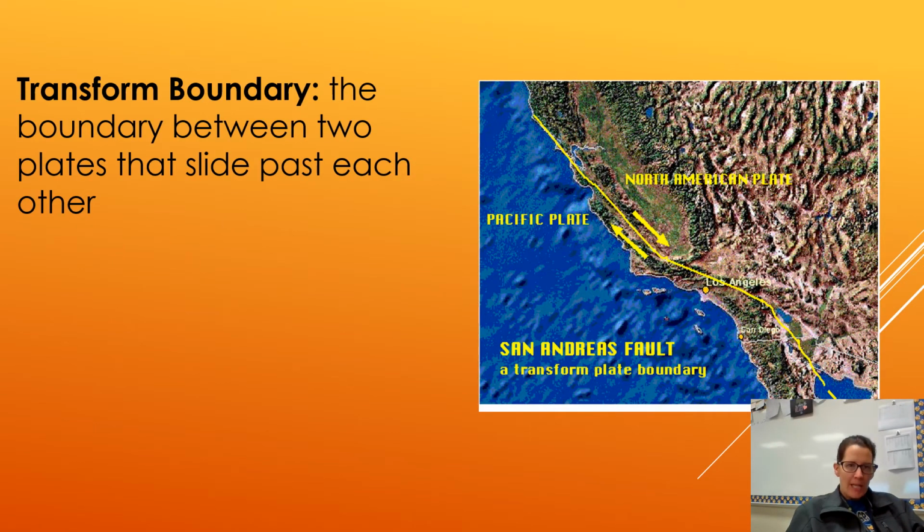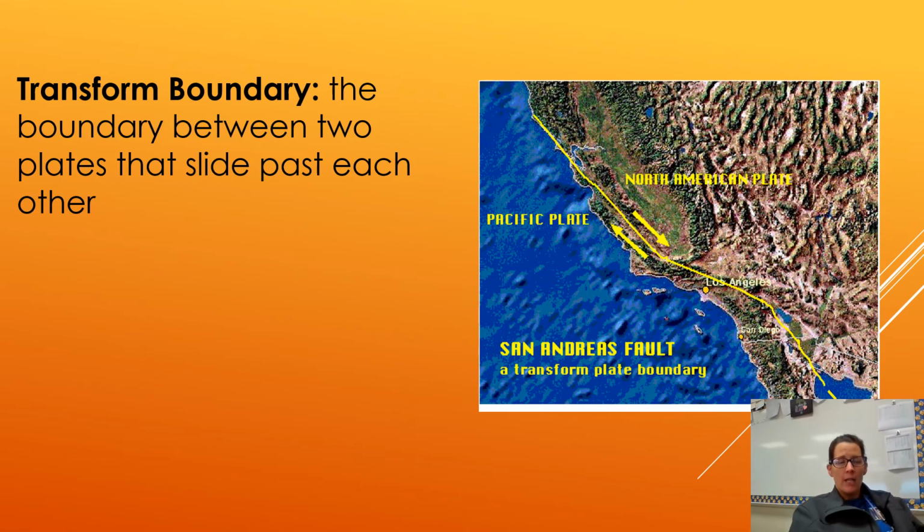The next type of plate boundary we're going to talk about is a transform boundary. I think they're kind of cool, a little dangerous all at the same time. So a transform boundary is when 2 plates slide past each other. So I want you to take your hands and kind of slide them past each other. This is what happens with a transform boundary.